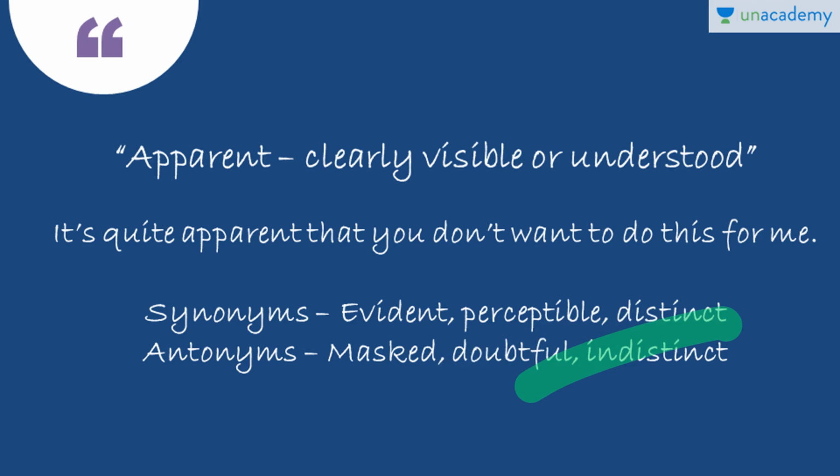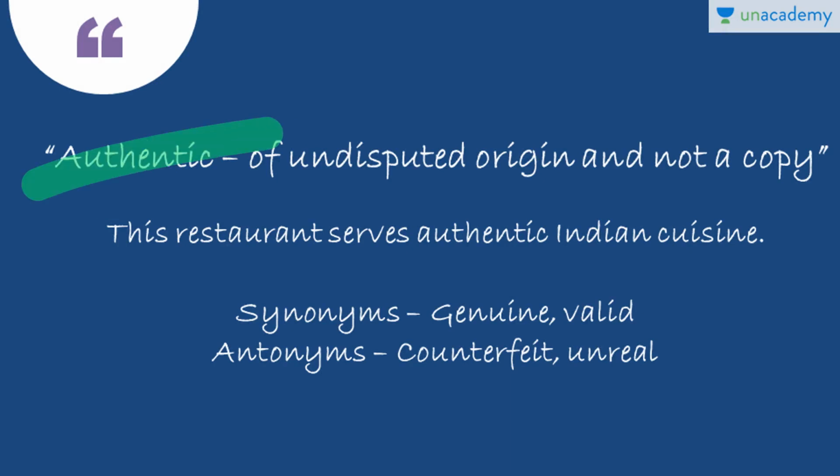The next is indistinct. Distinct is what we talked about, it's recognizably different in nature, and indistinct is which is not recognizably different in nature. So this is all about the word apparent. Moving on, the next is authentic.